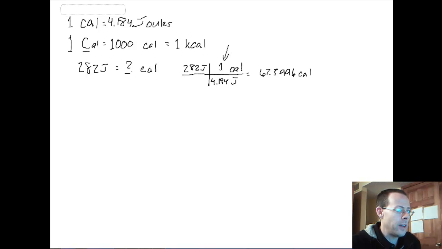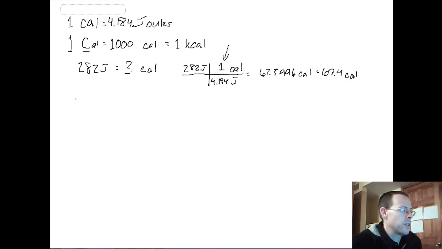Again, why does this 1 calorie not count? It is a relationship, not a measurement. Okay, 1 calorie equals 4.184 joules. It's not measured, it is just a relationship. So our final answer is really going to be just 67.4 calories.